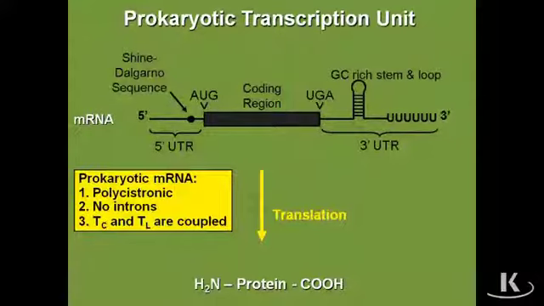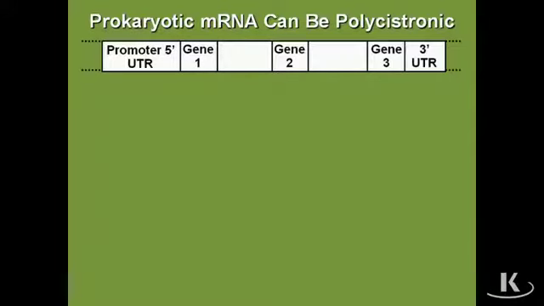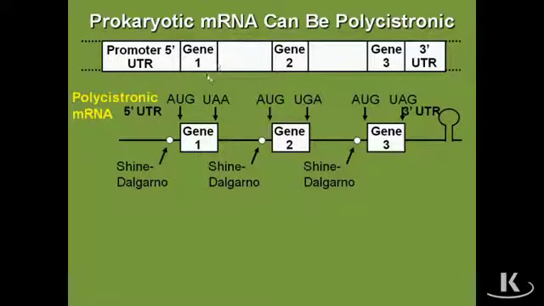Let's highlight once again the polycistronic messages. This illustrates what a polycistronic message might look like. Shown above is the DNA sequence that would encode a particular messenger RNA. There's one promoter sequence, one termination sequence, and from this DNA is derived one single messenger RNA. This messenger RNA is going to go from its 5' end, which has the untranslated region, all the way down to the 3' untranslated region.